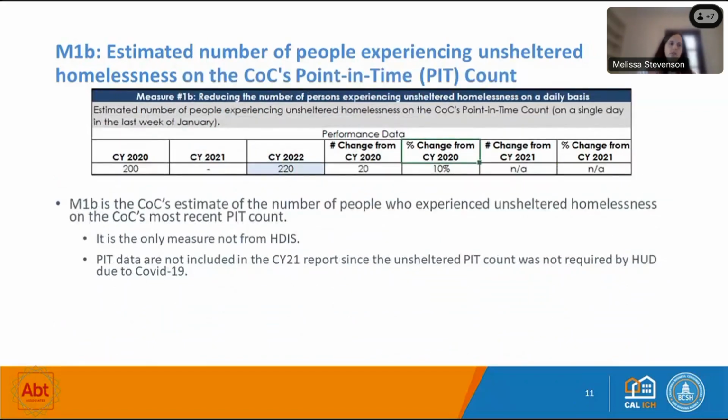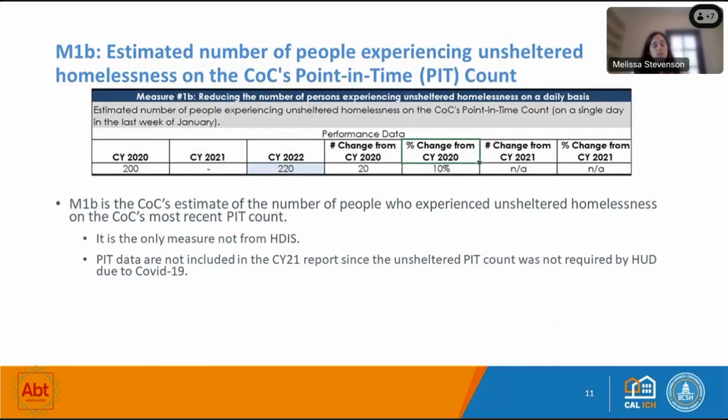So then I'll just talk about 1B real quick because this one's pretty straightforward, and then I'll let Jules talk about the details for measure 1A. 1B is the estimated number of people experiencing unsheltered homelessness, and that comes from the CoC's annual point in time count, or PIT count. So it's just people experiencing unsheltered homelessness.